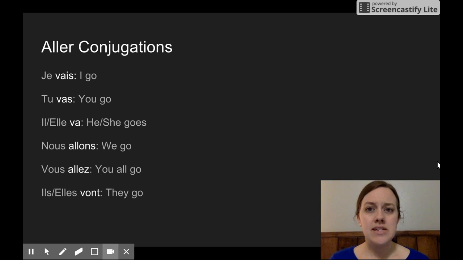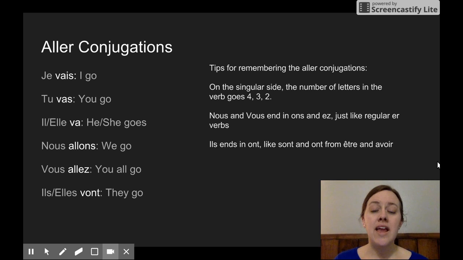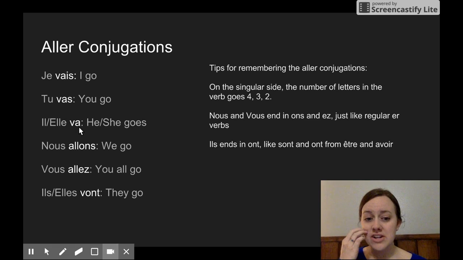Okay, a couple of hints to help you remember what these conjugations are. So, on the singular side, remember the singular is je, tu, il, elle, and on. On that side where we're only talking about one person, the length of the verb goes from 4 letters to 3 letters to 2 letters. So if you can remember 4, 3, 2, that should get you at least kind of in the right order.